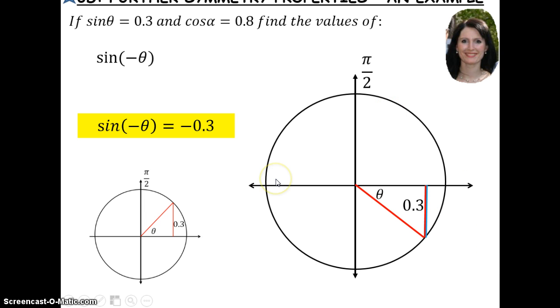All right, that's the end of 6D, so the further symmetry properties. The next thing we do is the exact values.